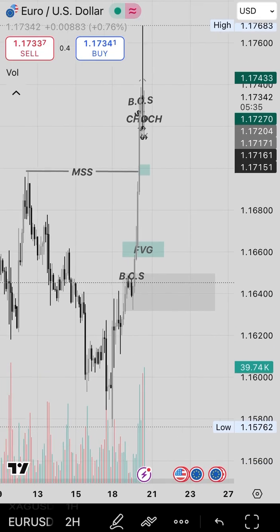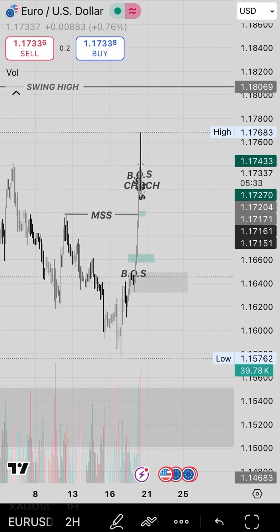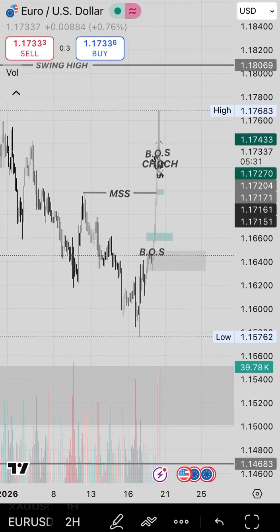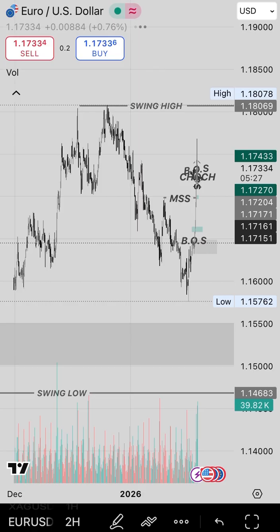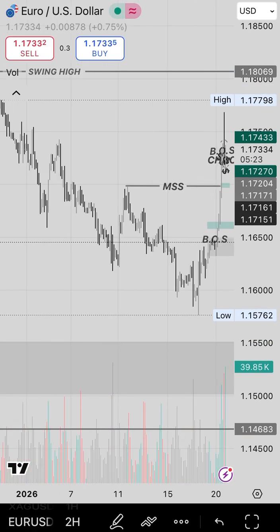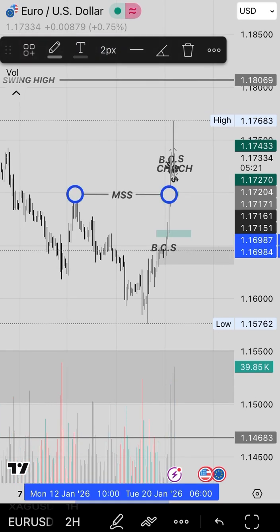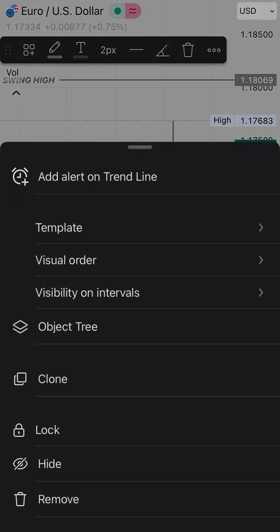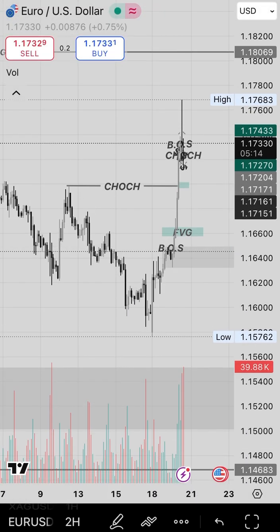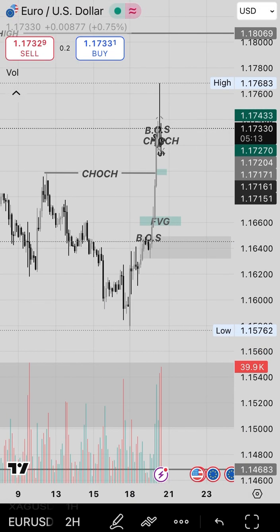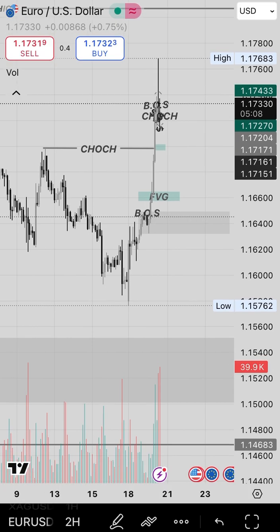Now, this is a general view of Euro USD. USD was actually selling till this change of character, which tells us that market has changed direction to bullish.